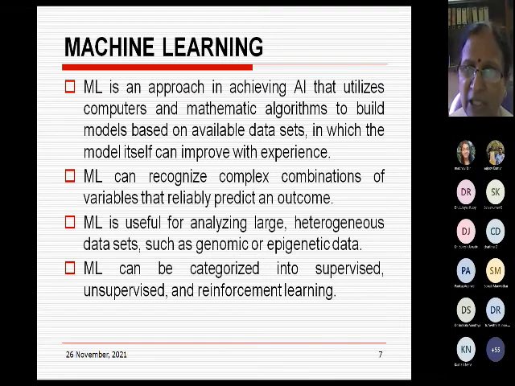Machine learning can also recognize a complex combination of variables that reliably predict an outcome. Whenever you are developing any machine learning model using any machine learning algorithm, basically you try to find out the predictors, the independent variables which you will use to build the model. Selection of these reliable variables is a major task while you are working with artificial intelligence or machine learning algorithms. Machine learning is useful for analyzing large heterogeneous data sets such as genomics or epigenetic data.